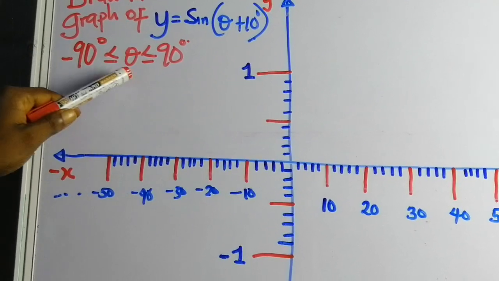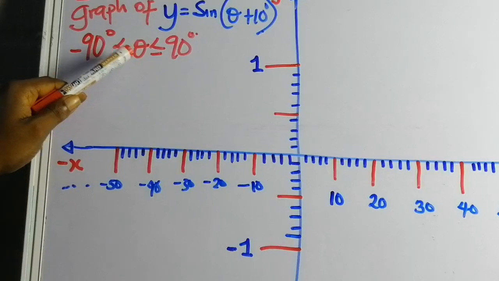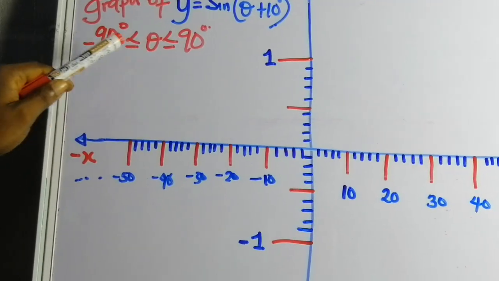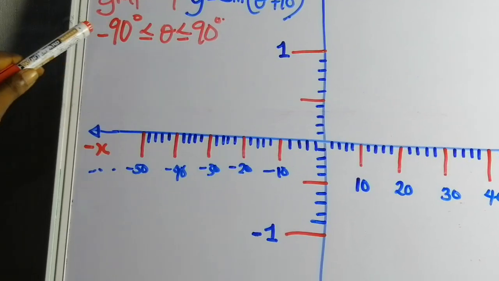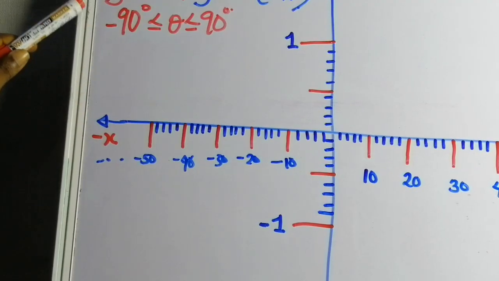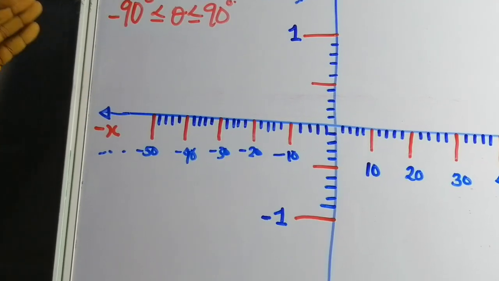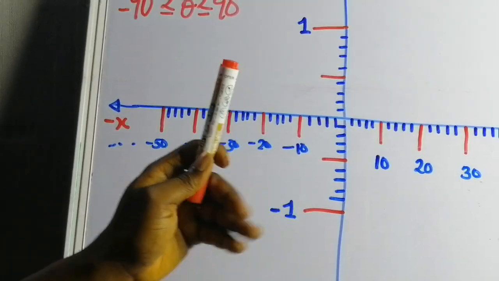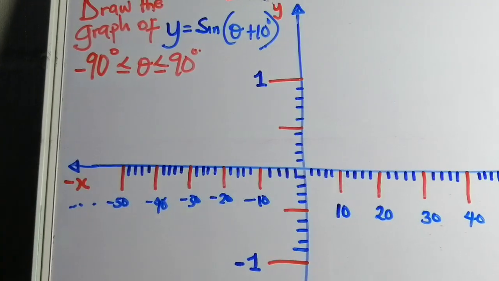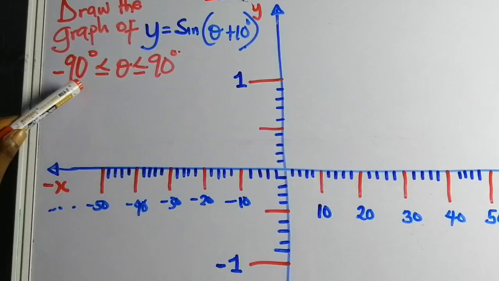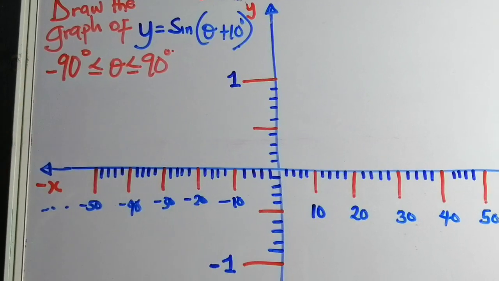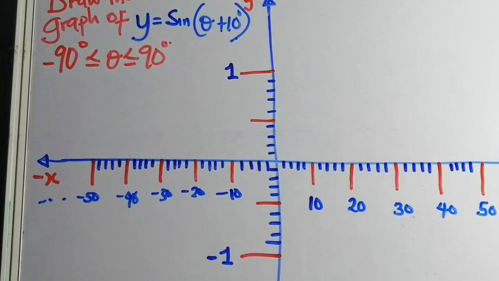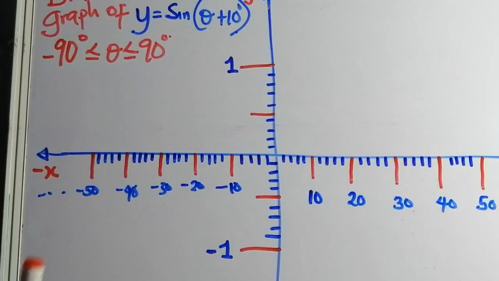That is, my theta can be minus 90, my theta can be minus 80, minus 70, minus 60, minus 50, like that, up to 0, 10, 20, 30, 40, till 90 degree. That is the meaning of this range of inequality. So now, look at the graph very well.